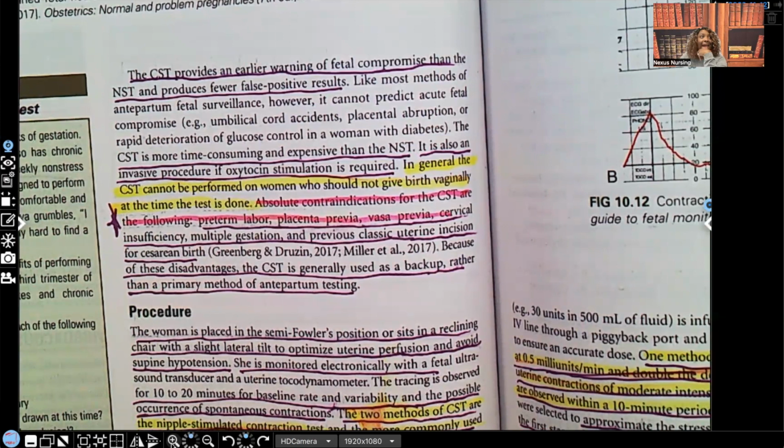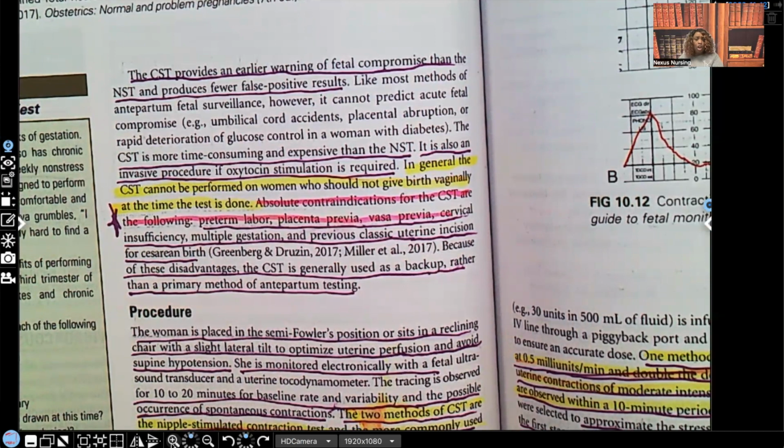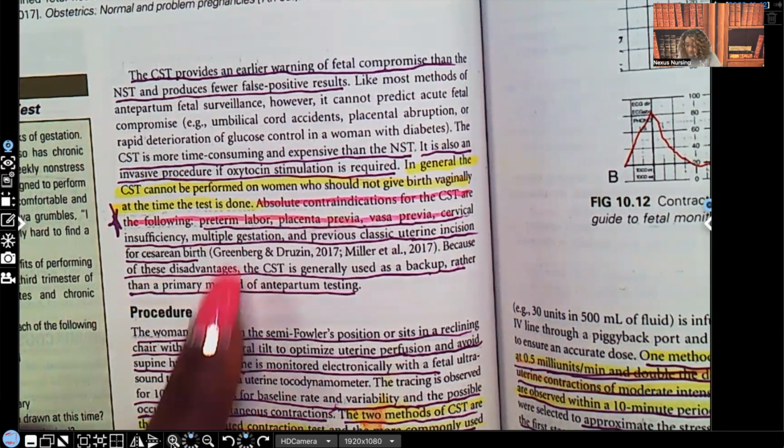So let's say the fetus's lungs are not mature. There's not enough surfactant yet. That fetus is not going to survive outside the womb. Are you going to do the contraction stress test on this mom? Absolutely not. Because if she accidentally goes into labor from this test, we're in trouble. That's what they're saying to us here.